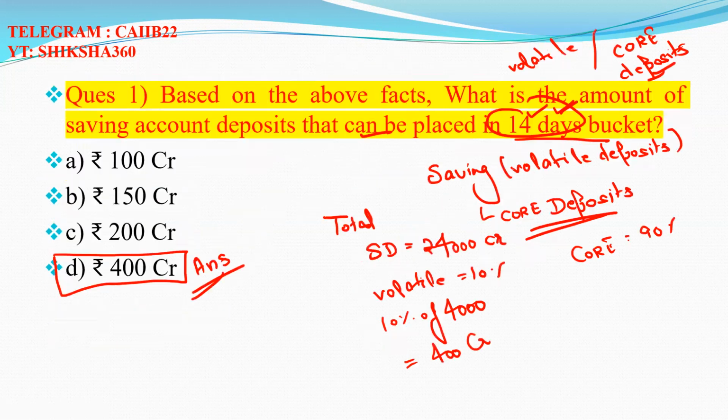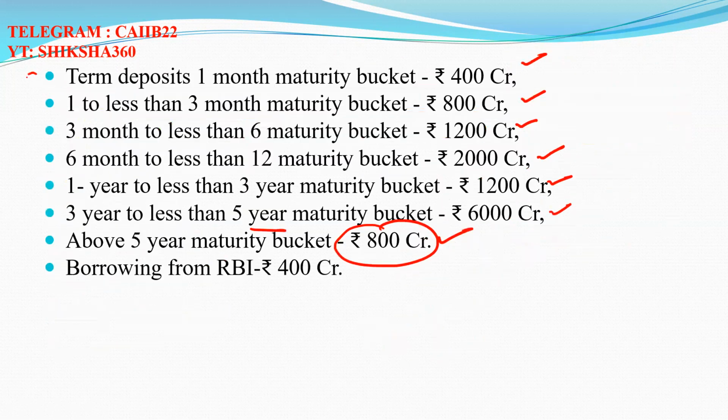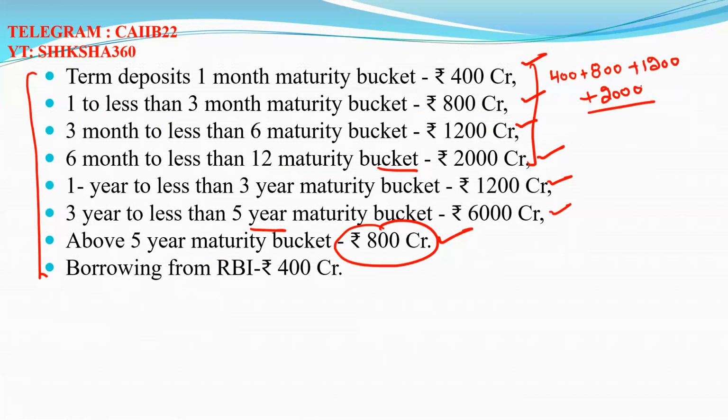So now let's move to that one, because this is totally related to the term deposits. So less than 12 months, we have to calculate all these ones. So 4,000 plus 400 plus 800 plus 1,200 plus 2,000. When we add all these, 2,000 plus 1,200 is 3,200, 4,000, 4,400.